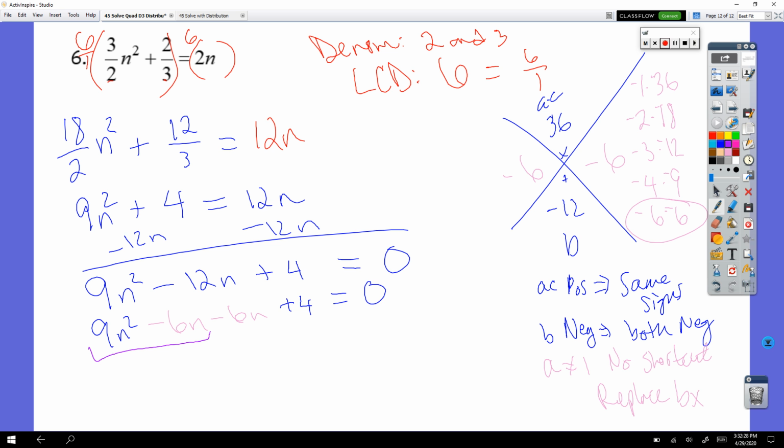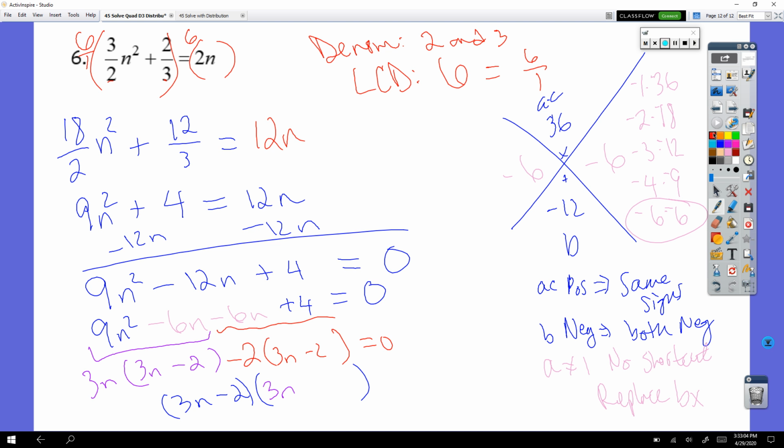So the first pair of terms has a 3n in common, so I'm going to do my division. The third term is negative, so I'm going to take out a negative for sure, and the value that goes into 6 and into 4 is a 2. Okay, so the factor that's in common with the 2 terms that we've got now is the 3n minus 2, and then the leftovers are 3n and minus 2.